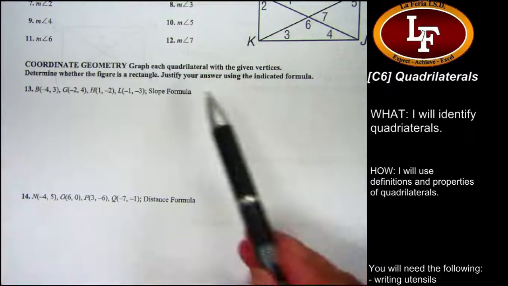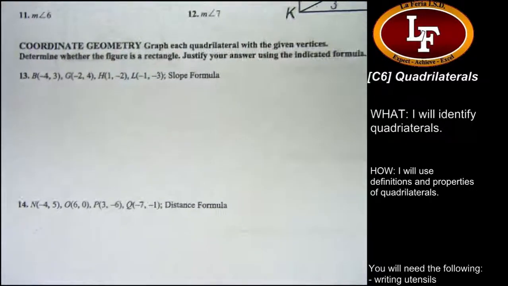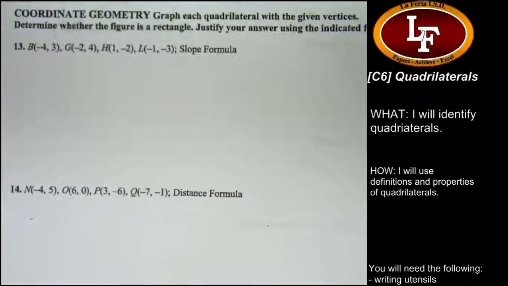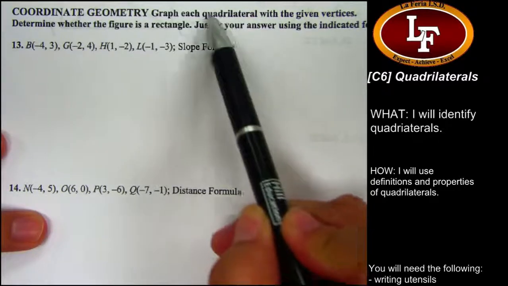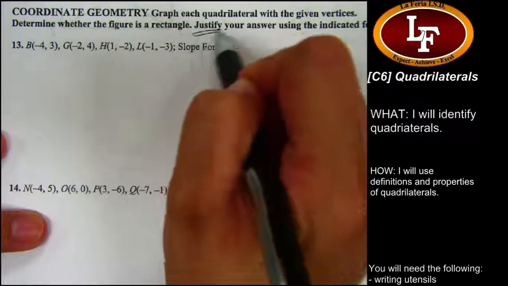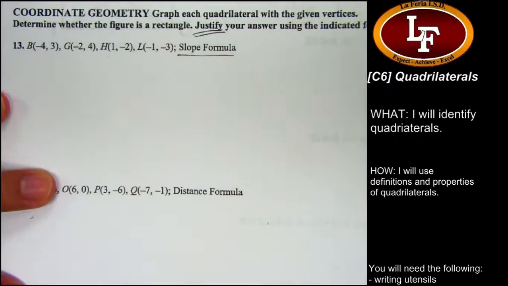Now it's asking you to determine whether it's a rectangle or not. Once you've drawn it, it should be fairly clear to you, especially those of you who are really familiar with what rectangles look like, as to whether or not this thing is one. But it's asking you to justify, which means you need to state why you said yes or no. And it really wants you to do it using the formula that they've given you. So in this case, they're asking you to justify that it is a rectangle using the slope formula.